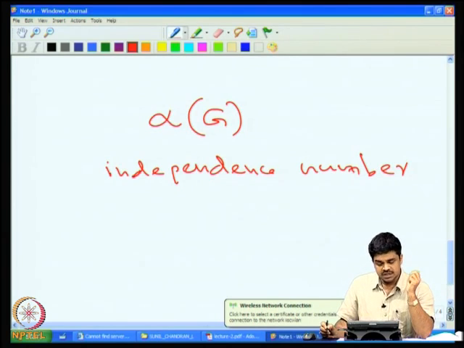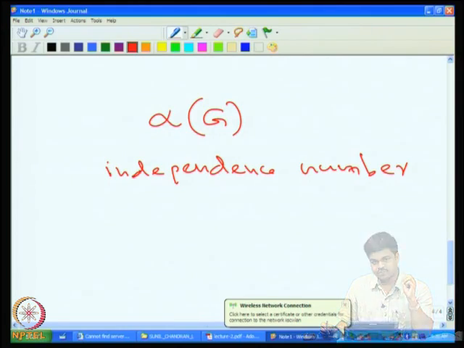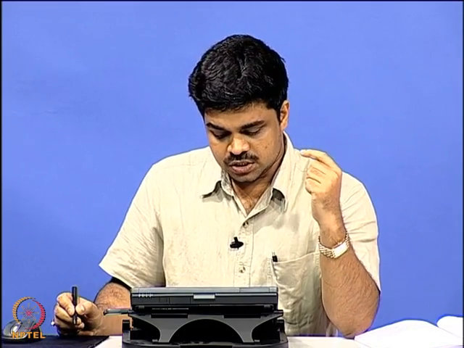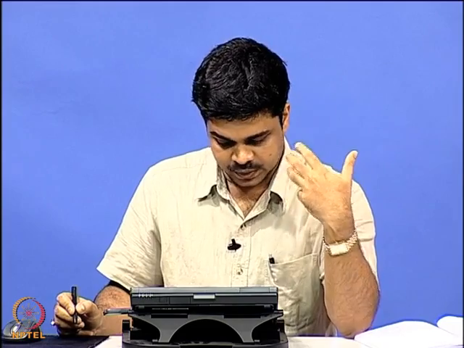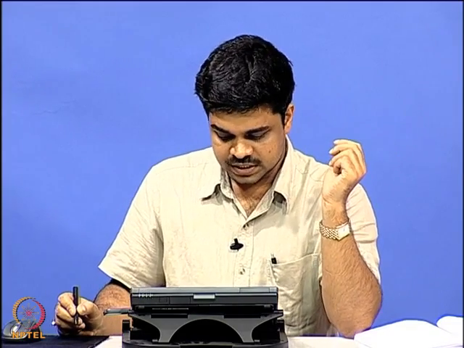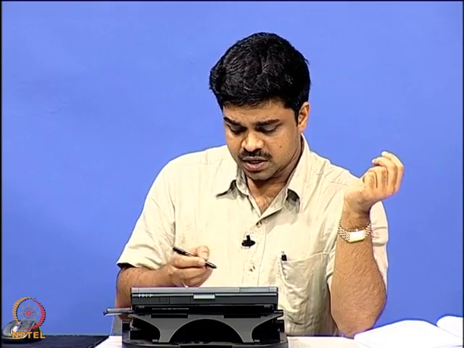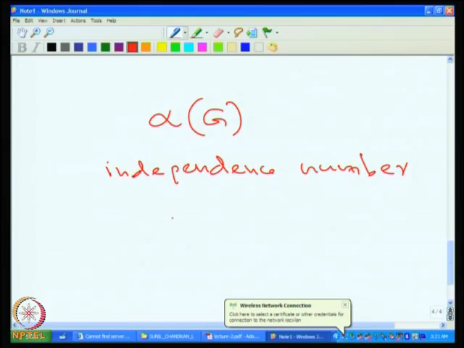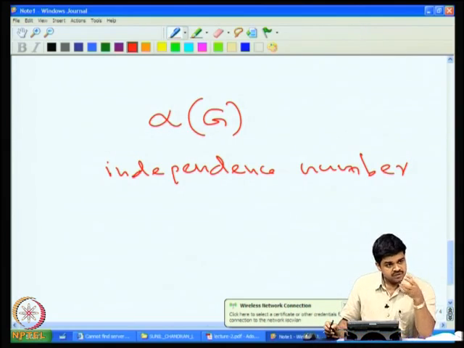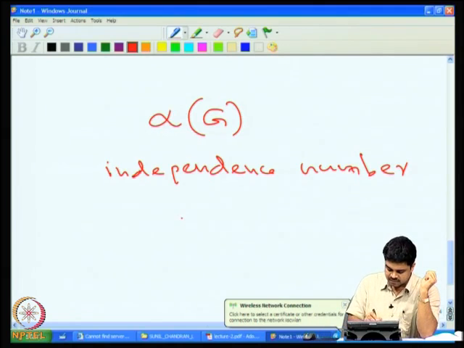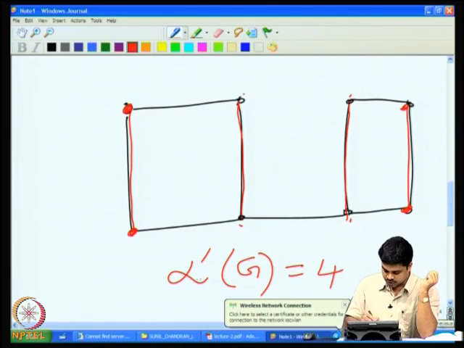What was an independent set? An independent set was a collection of vertices such that they are not touching each other, which means between any pair of vertices in that set, there are no edges in between. This is similar here. When we are talking about matching, then they are edges, not vertices. The edges are not touching each other, that means they are not sharing any endpoints. It's a somewhat similar concept. So, to indicate that, we will use the notation alpha dash G to denote this.